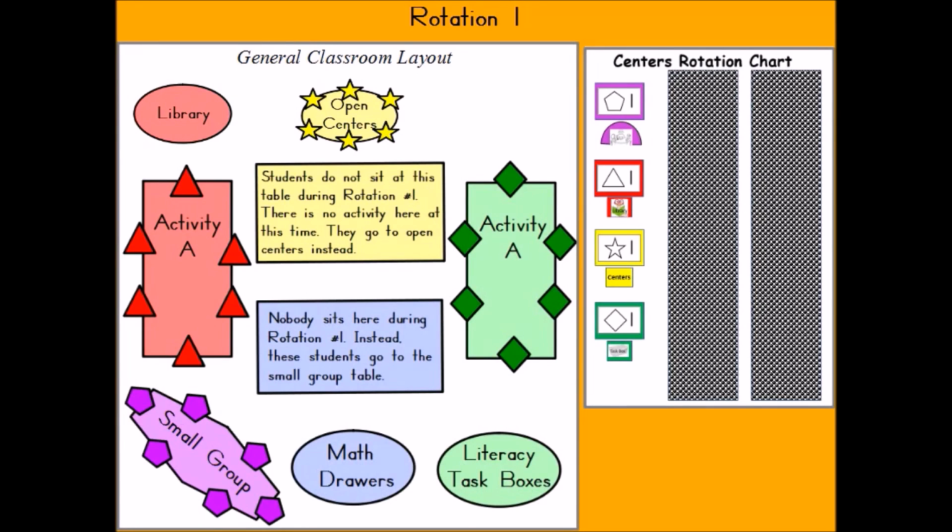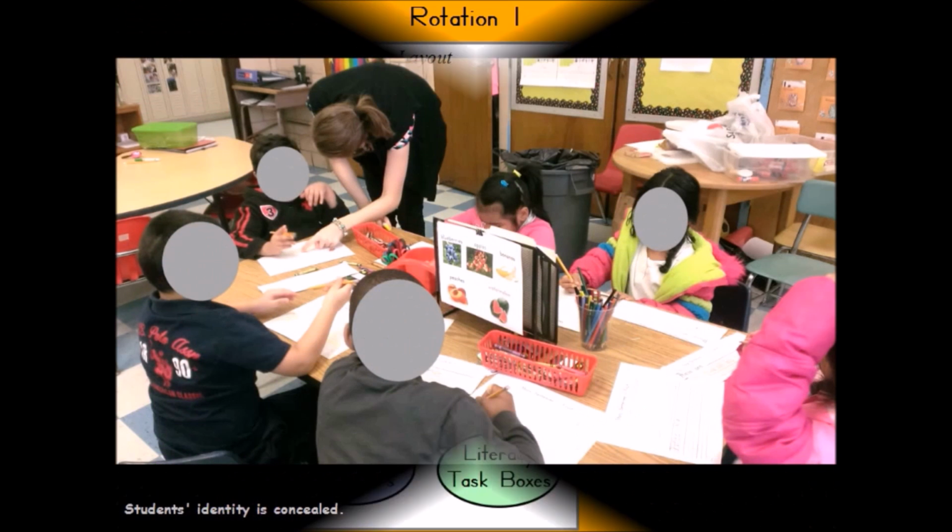Here is an overview of what the classroom will look like when the students are in their locations. As you can see, there are 5 tables: the red table, yellow table, green table, blue table, and purple small group table. The students are in their locations based on the center's rotation chart. The only students who are working on an assignment are those working at red and green. They have to complete Activity A.